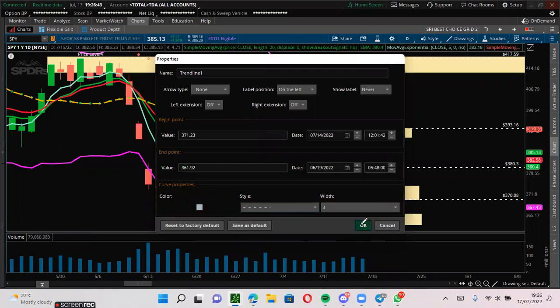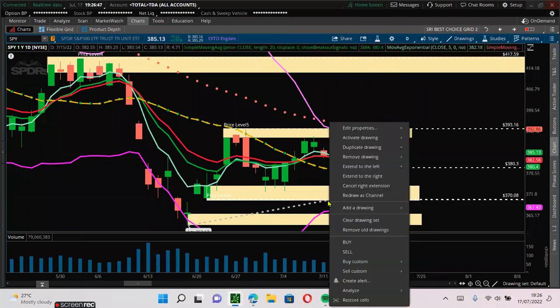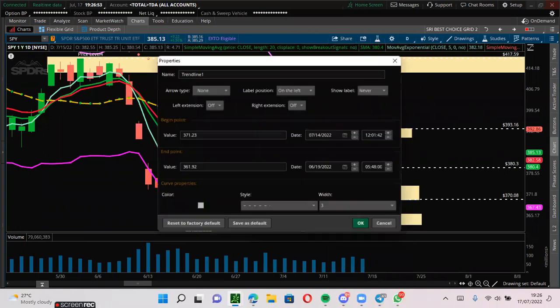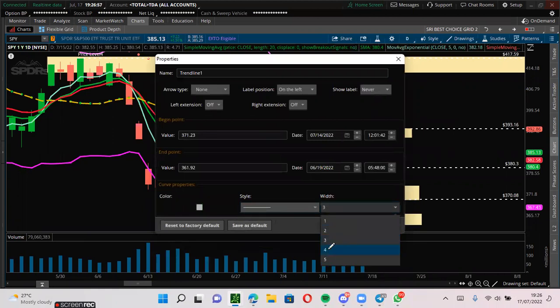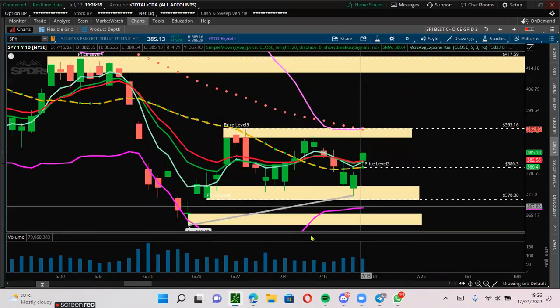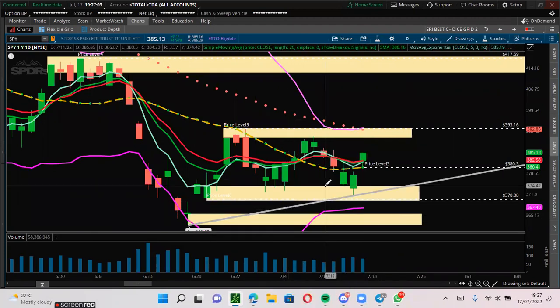I'll make it dotted. If you cannot see it, in properties I'll keep it similar, and maybe I'll increase the size. In that way, you understand. And I'll extend this to the right.